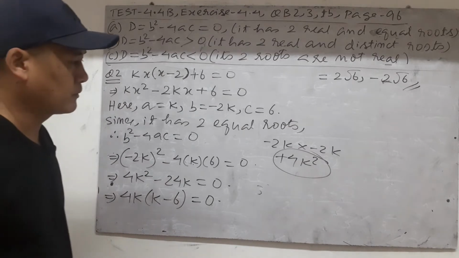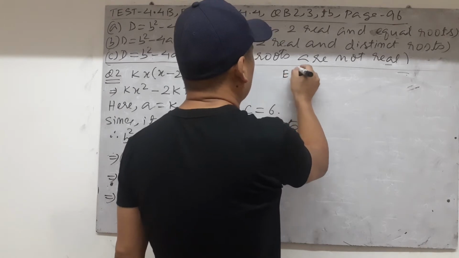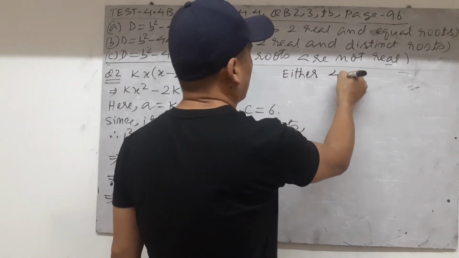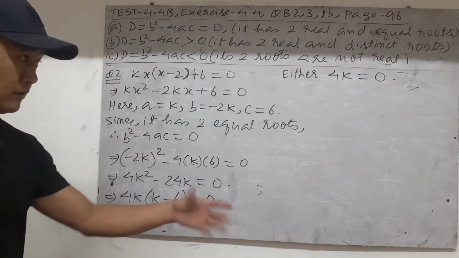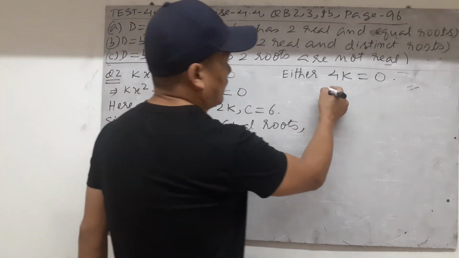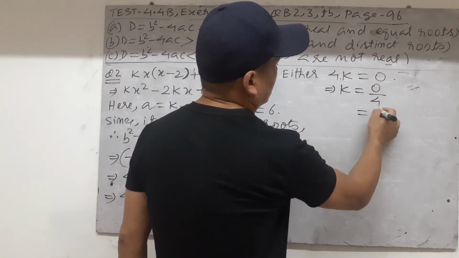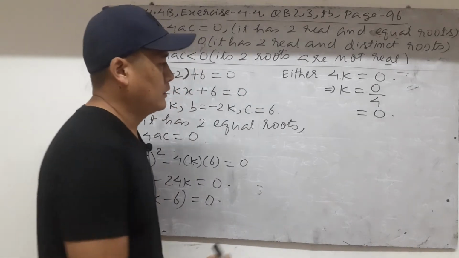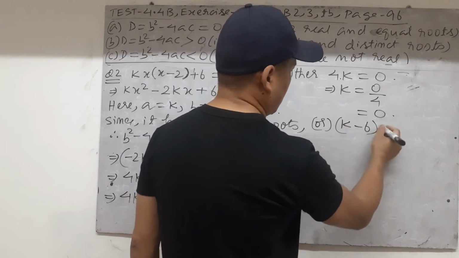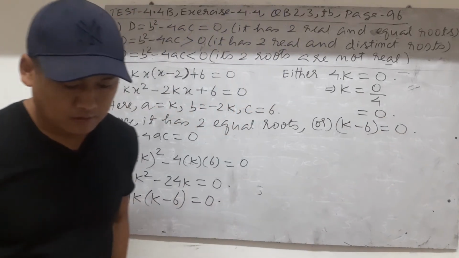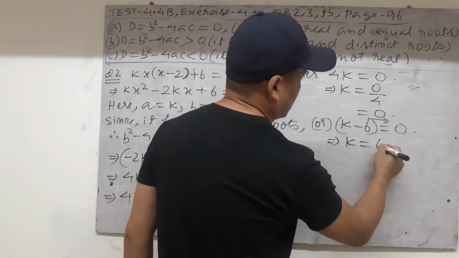So we can write now either the first factor 4k equal to 0. So either this factor will be equal to 0, or the second factor will be equal to 0. That way you're going to get k equal to 0 divided by 4, which is equal to 0, k equal to 0. Then, or the next factor k minus 6 equal to 0. Okay, so that gives you k equal to minus 6, go right side, then plus 6.